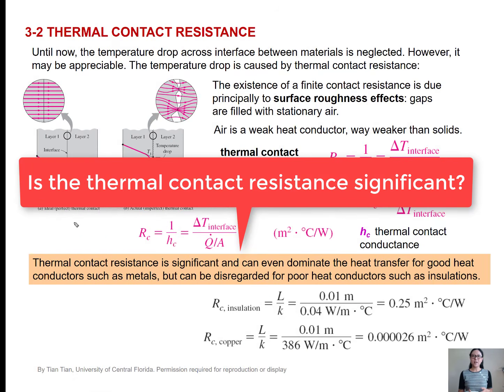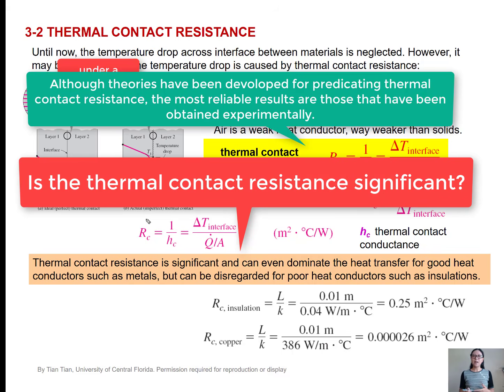Up to this point, we have been assuming perfect contact at the interface of two layers. In reality, if we examine this interface, we can always see lots of gaps filled with air. We know the thermal conductivity of air is a lot smaller than solids. So this imperfect contact introduces some actual resistance to heat transfer. And its resistance for a unit interface area is called the thermal contact resistance.